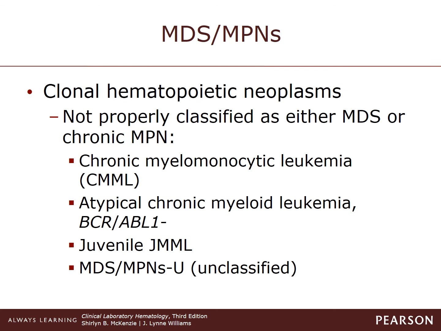Then you can have a combination of an MDS and an MPN category. Now, these include myeloid neoplasms with clinical, lab, and morphological features that are characteristic of both MDS and MPN. So included in this classification are chronic myelomonocytic leukemia, atypical chronic myeloid leukemia, juvenile myelomonocytic leukemia, and MDS/MPN unclassifiable. Now, with a provisional subtype of refractory anemia with ring sideroblasts and thrombocytosis.